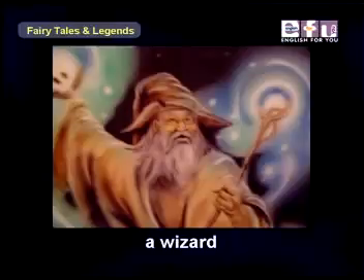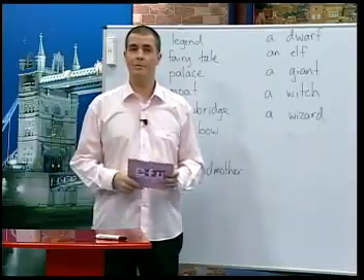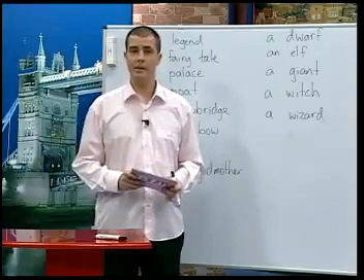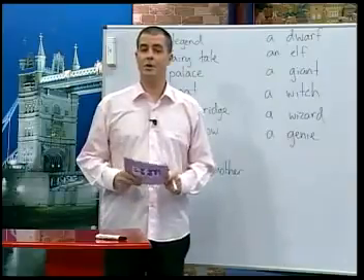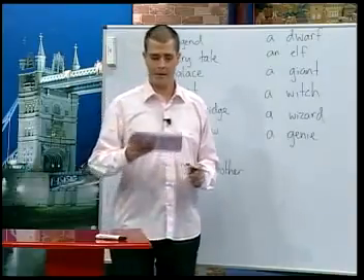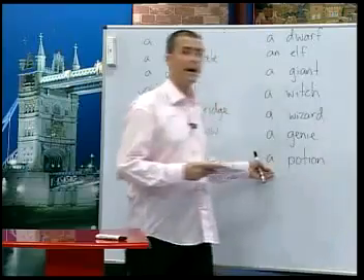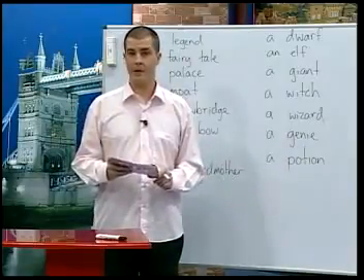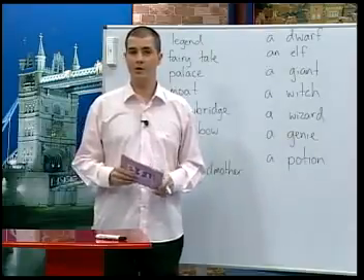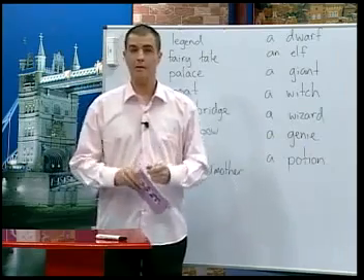A wizard. A wizard is an old man with magical powers, and a wizard is similar to a magician. A genie. A genie is a magical spirit that lives in a lamp. And finally, a potion. A potion is a drink that has a magical or special effect on the person who drinks it. Witches often make potions. Okay, let's go over these words now.